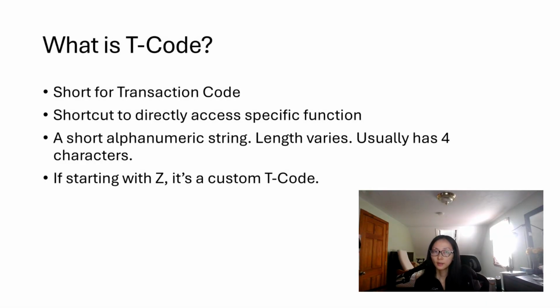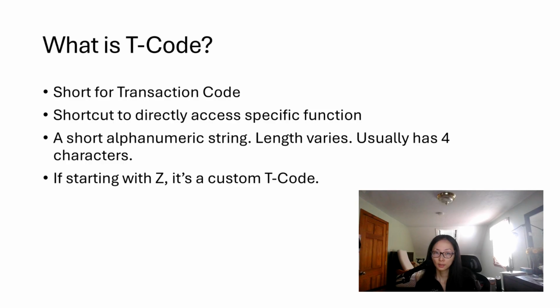So what is a T-code? A T-code is short for transaction code. It's a shortcut to directly access a specific function in SAP without having to go through the lengthy SAP menu. It's a short alphanumeric string that can contain letters and numbers, sometimes just letters. The length varies. It usually has 4 characters. Most of them do have 4, but it can go up to 20.